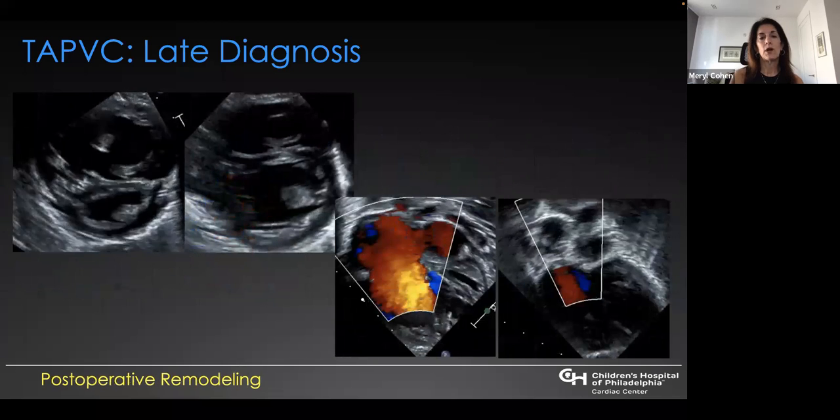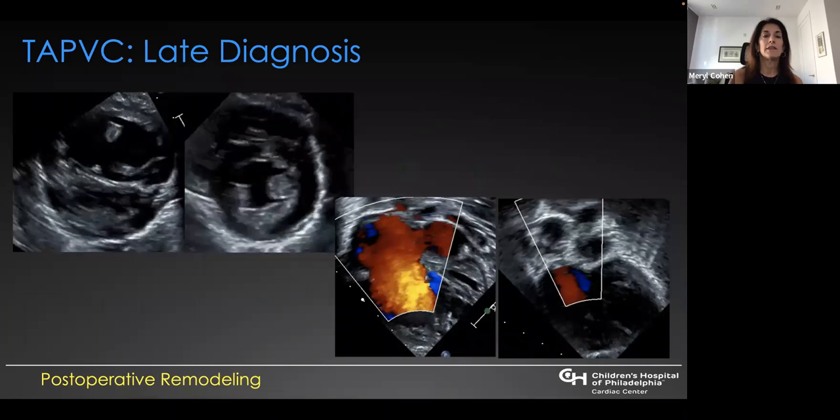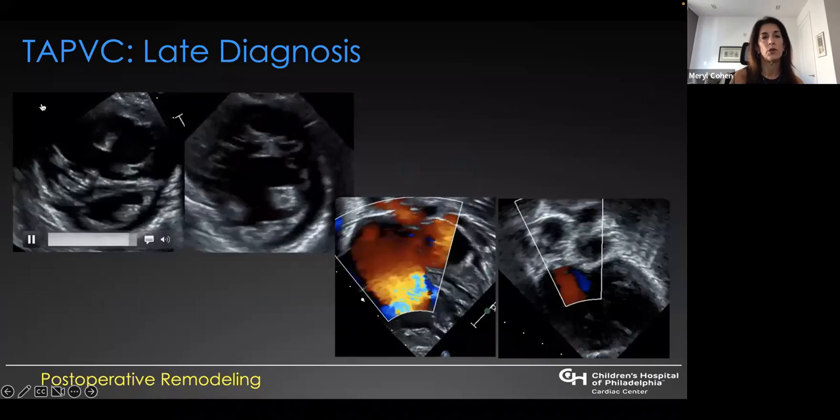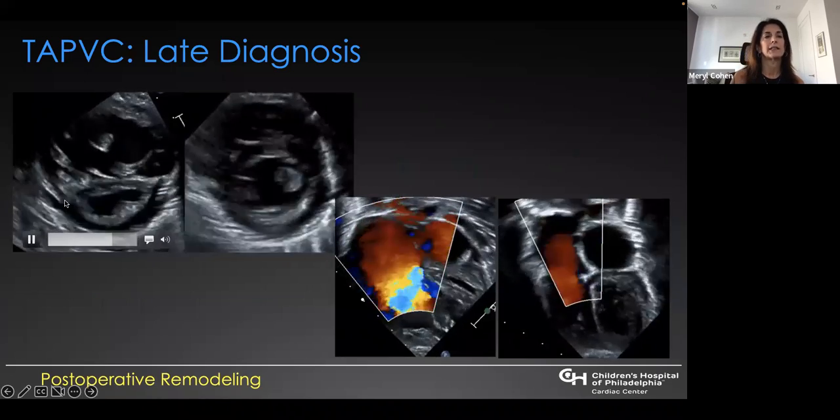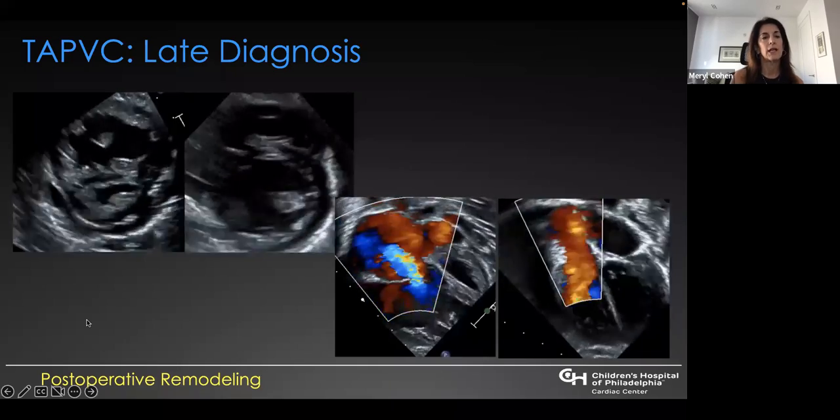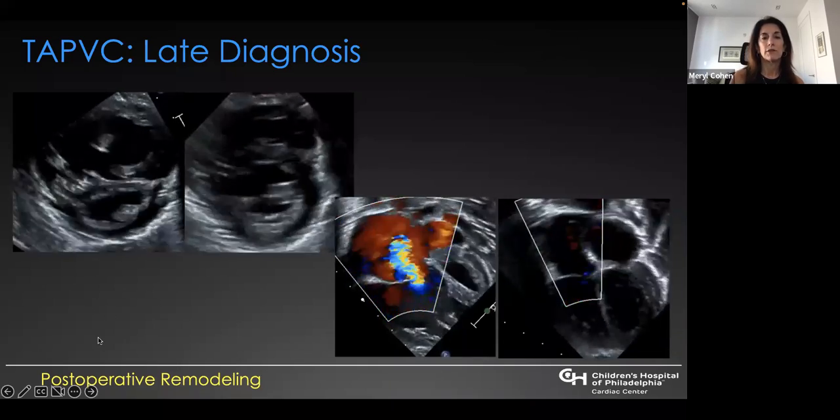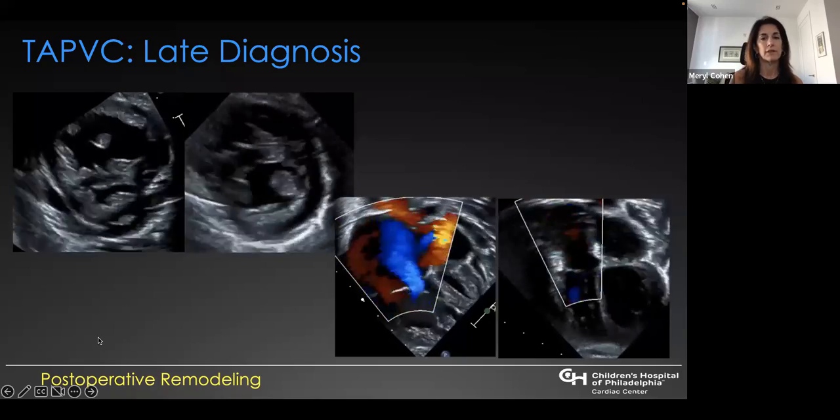But to show you how much remodeling can occur, this is that same patient. So this is the initial parasternal short axis view where you see a markedly dilated right ventricle compressing the left ventricle, but 6 months later, you can see a nice rounded ventricular septum with normal filling of the left ventricle.